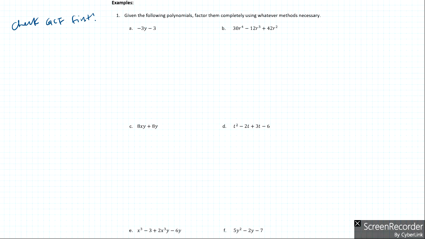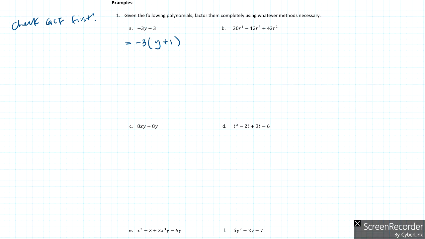Starting from part A, we have this linear expression, and when we have this case, we want to check GCF first, and we do have a GCF between the two terms. We can factor out -3 as a GCF, and that leaves me with y in the first part and +1 in the second part. And remember, you can always check your factoring by redistributing or FOIL later on to check whether you get back the original expression.